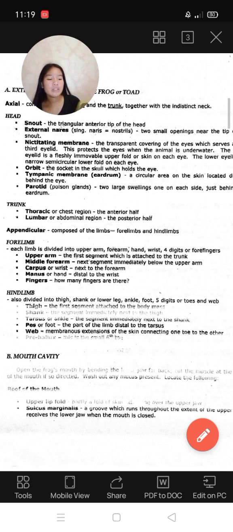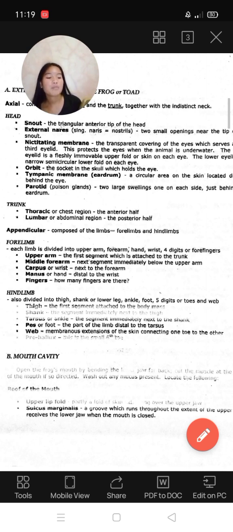Appendicular skeleton is comprised of the upper and lower extremities, which include the shoulder girdle and the pelvis. The shoulder girdle and pelvis provide connection points between the appendicular skeleton and the axial skeleton to where mechanical loads transfer.